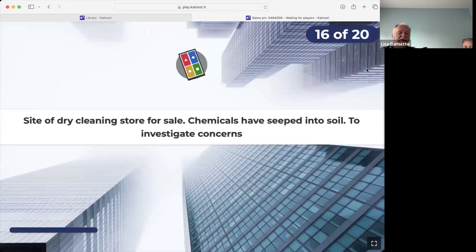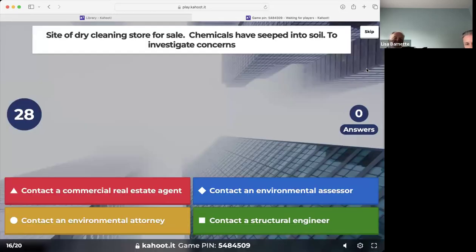Number 16. Site of dry cleaning store for sale. Chemicals have seeped into the soil. To investigate concerns, contact a commercial real estate agent, contact an environmental assessor, contact an environmental attorney, or contact a structural engineer.